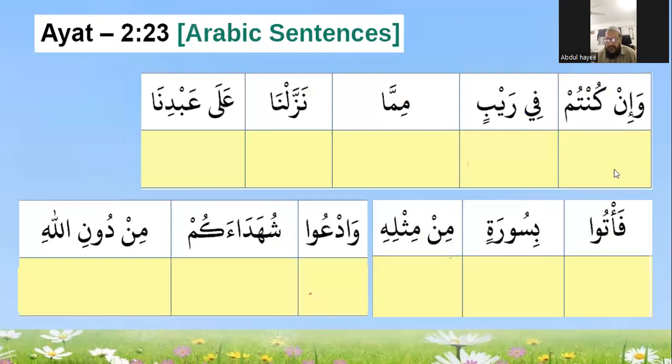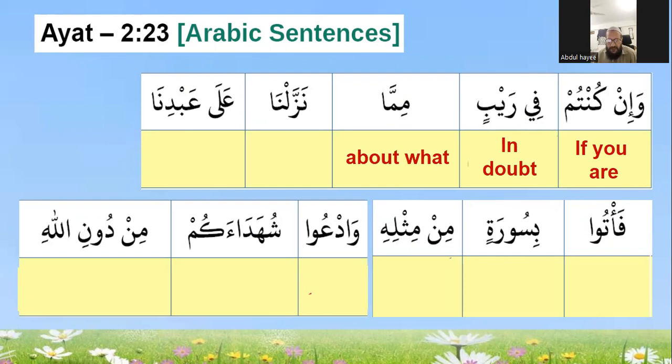So let's have wa in kuntum. What is the translation? Wa and in kuntum: and if you were, so if you are fi raybin. What is the meaning of fi raybin? Rayb means doubt, fi means in. So in doubt. Mimma means about what we sent down. Nazzalna: nazzal means sent down and na means us, we sent down.